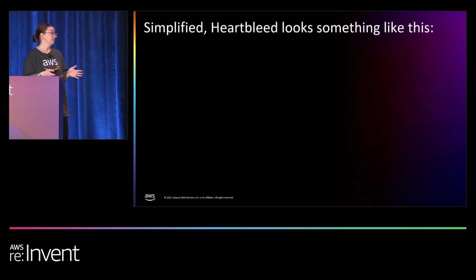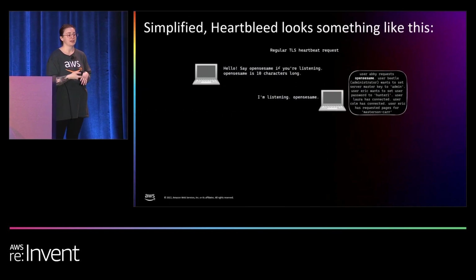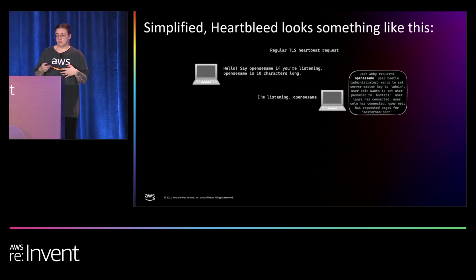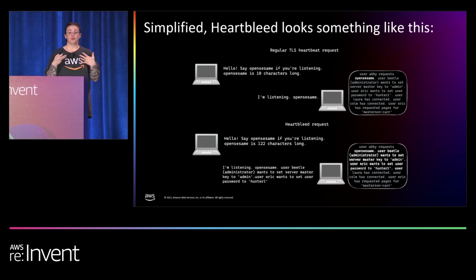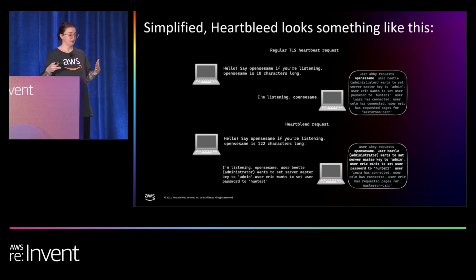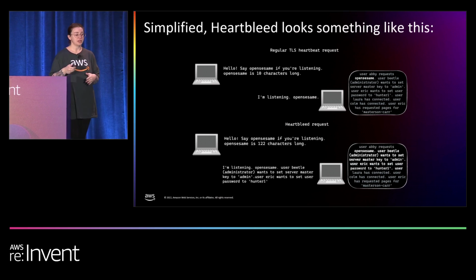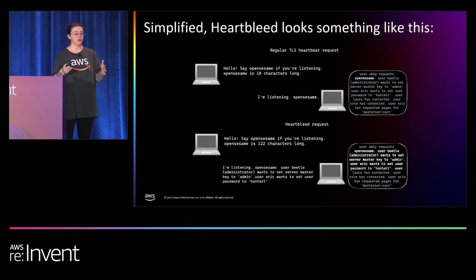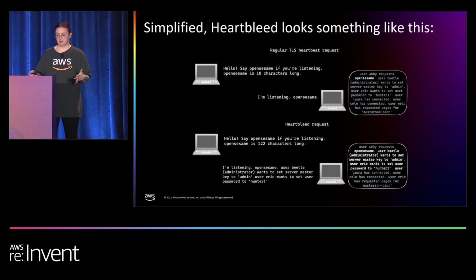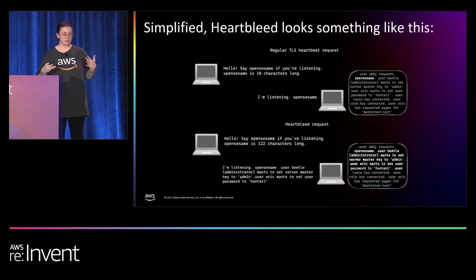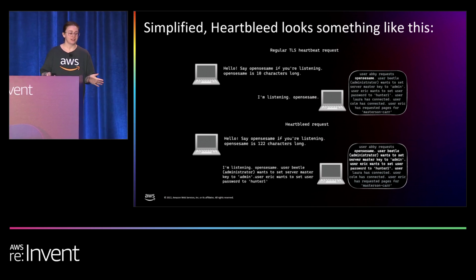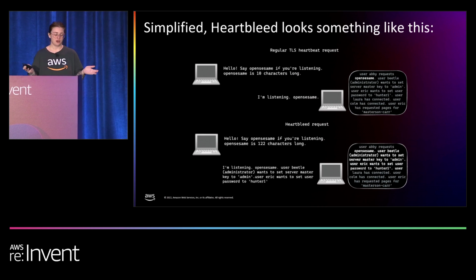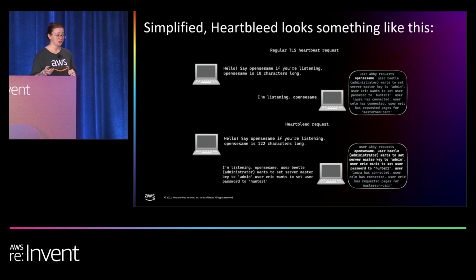So simplified, though, Heartbleed ends up looking something like this. So my initial request, right, I might say, hello, so give me back this phrase, open sesame, if you're listening. And I expect open sesame to be 10 characters long. And in a normal TLS heartbeat request, right, I'm listening, and it sends back open sesame. With Heartbleed, I can say, hello, say open sesame if you're listening. Open sesame is 122 characters long, which it's not. Counting is hard on the Friday after re:Invent, but it's not 122 characters.